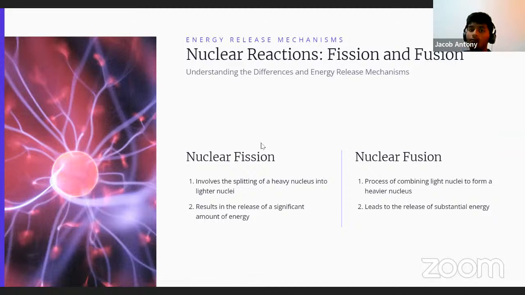Now, coming back to nuclear fission and fusion, like I said, fission is the splitting of a heavy nucleus into lighter nuclei, whereas fusion is the opposite. It combines light nuclei to form a heavier nucleus. And in fission, the amount of energy released is more than the amount of energy released in fusion.